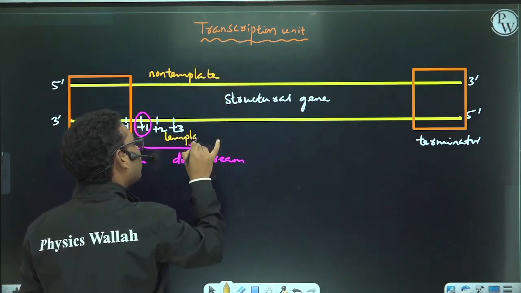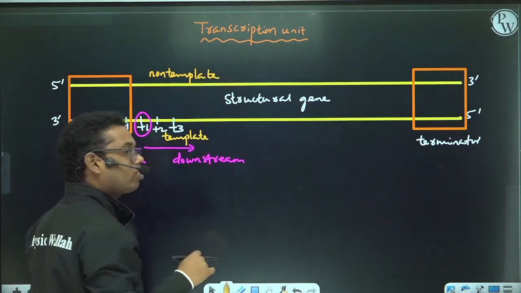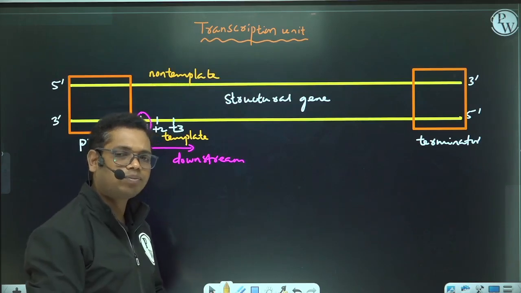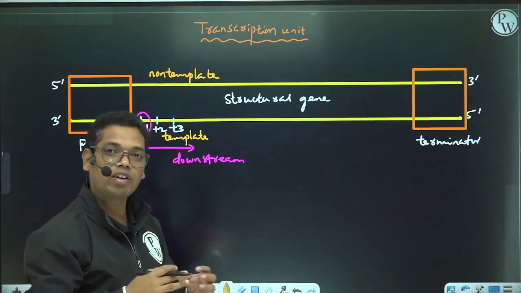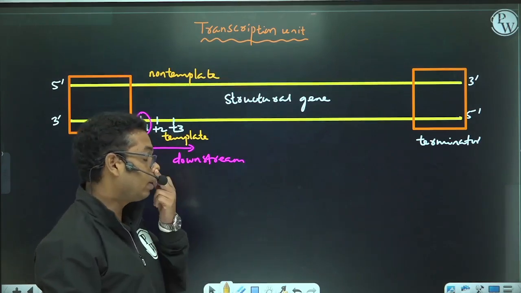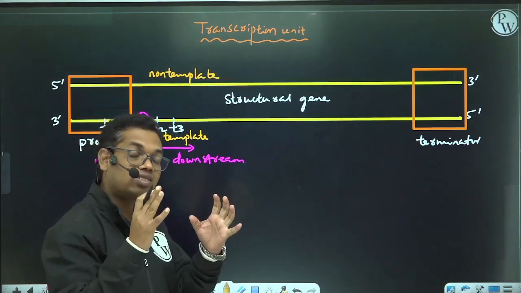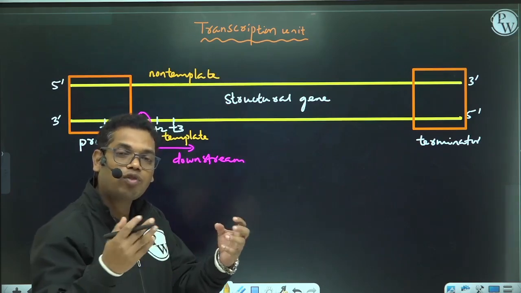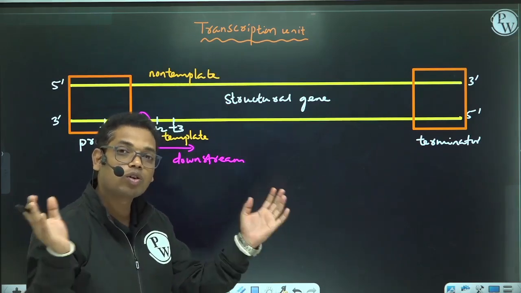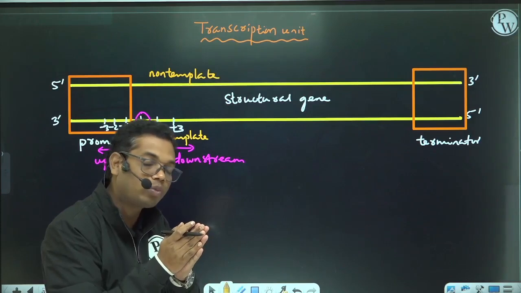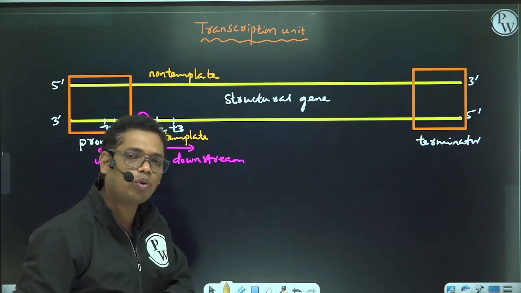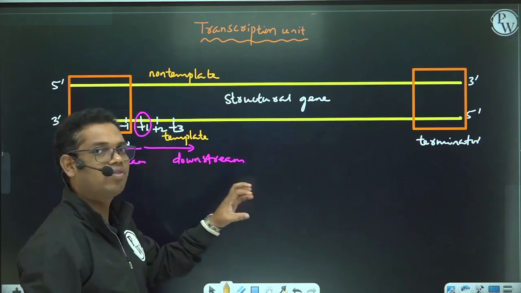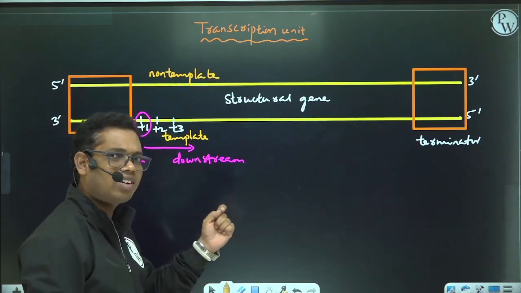So only one strand is used as template. Why? Because if both strands are used as template, then the genetic information transfer process will be very complex. And second, if both strands are used as templates simultaneously, then the RNA formed from the two strands will combine with each other, forming double-stranded RNA, which will prevent translation, that is the formation of protein. That is why both strands are never used. Only one strand is used as template.